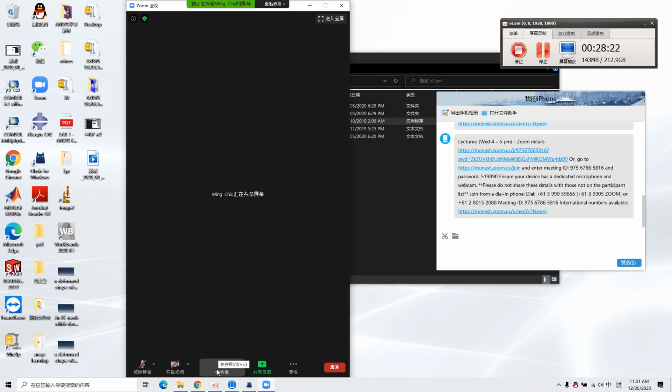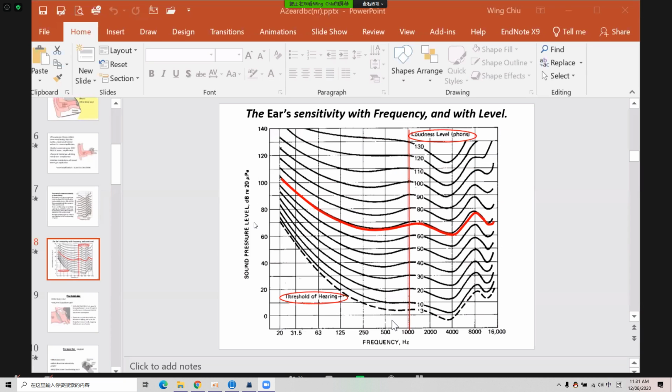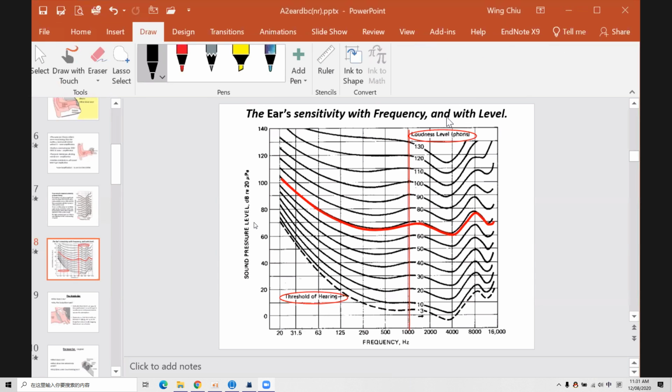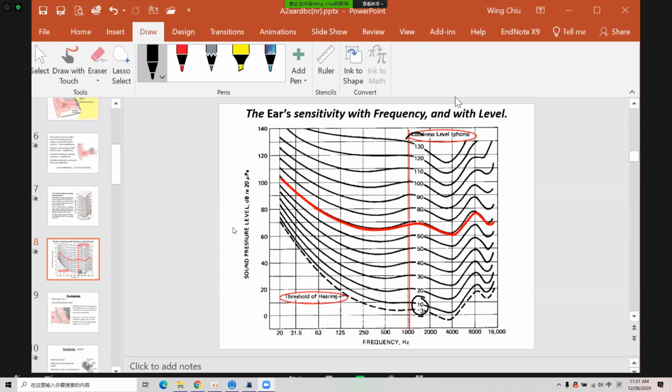Can you see this diagram here? Yeah. Now the threshold of hearing will be roundabout 3 decibel. You can use either 10 or 3 decibel as a threshold. That will be the sound pressure level. And the threshold of pain will be way up here.